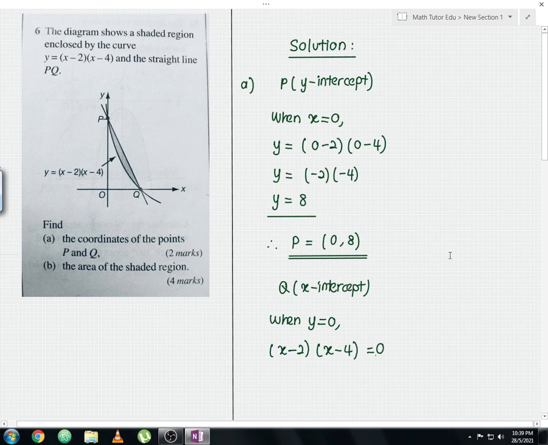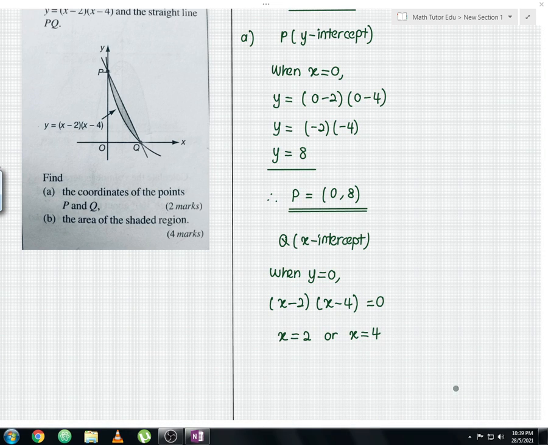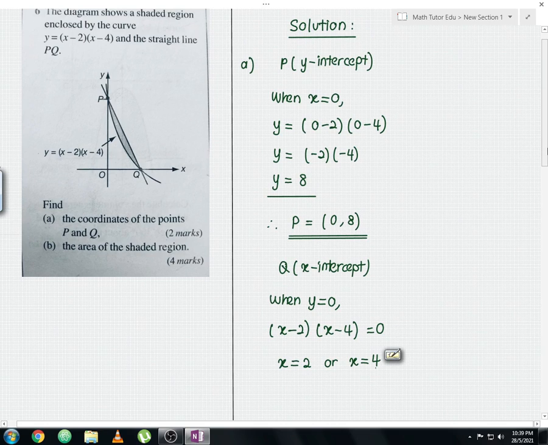Here you have two possible x-intercept values, where you can have x equals 2 or x equals 4. Either one of these values is going to be the value for Q, I mean the x-intercept of Q. So in this case we're going to take x equals 2. Then you can ask me, sir, why you need to take x equals 2? I'm going to show you a very simple explanation over here.